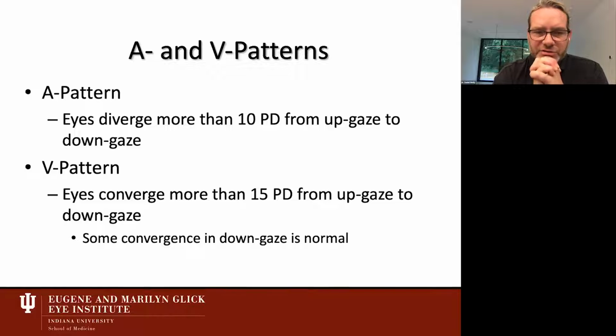With V patterns, normally there's some convergence on down gaze, because when you're looking at something like a book or a phone, you need to converge your eyes. So there's some normal convergence that has to occur typically for us in down gaze. And so we're a little more generous in what we start to describe as an A or V pattern. For a V pattern, the difference needs to be about 15 prism diopters between up gaze and down gaze before it is technically a V pattern.